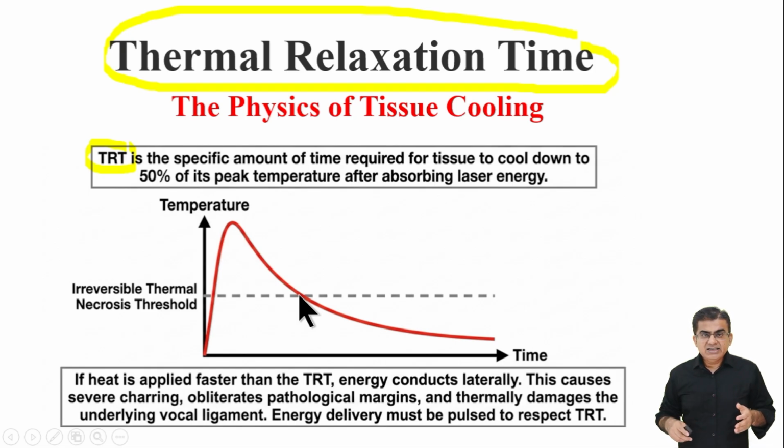This sideways heat conduction causes severe black charring of the tissue. It will completely obliterate your exact pathological margins. Even worse, it will cause permanent thermal damage to the deep vocal ligament. To strictly avoid this surgical disaster, your energy delivery must also be pulsed. Using carefully timed short pulses respects the TRT and gives the delicate tissue enough time to safely cool down.